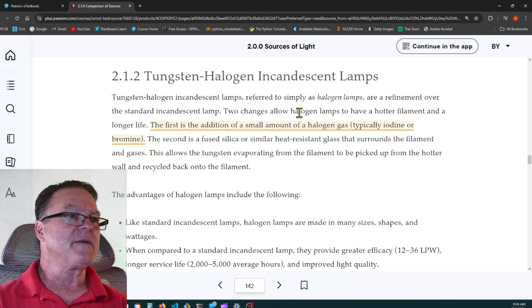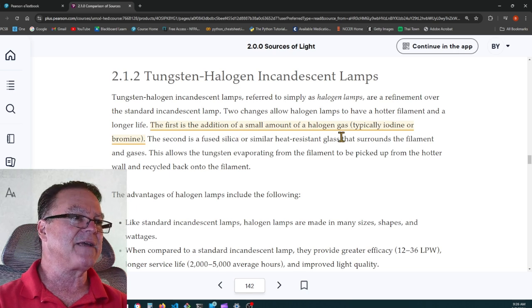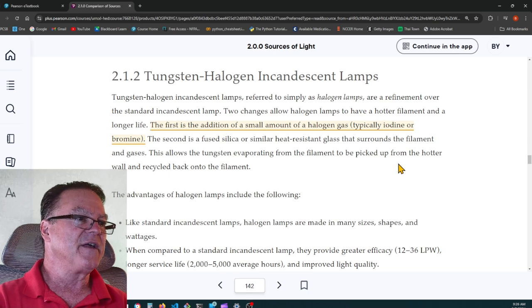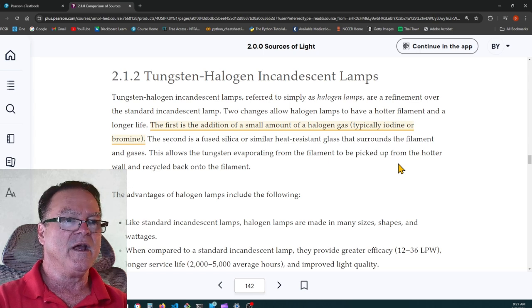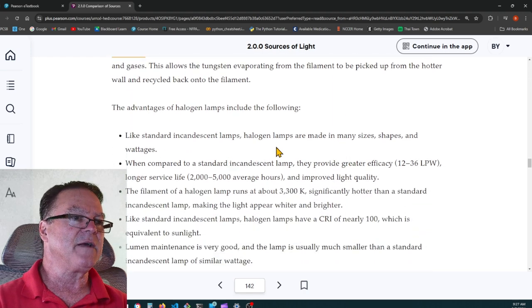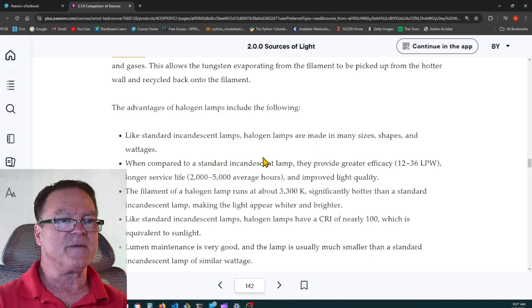Tungsten halogen incandescent lamps, referred to simply as halogen lamps, are a refinement over the standard incandescent lamp. Two changes allow halogen lamps to have a hotter filament and a longer life. The first is the addition of a small amount of halogen gas, typically iodine or bromine. The second is a fused silica or similar heat-resistant glass that surrounds the filament gas. This allows the tungsten evaporating from the filament to be picked up from the hotter wall and recycled back into the filament. Like standard incandescent lamps, halogen lamps are made in many sizes, shapes, and wattages.